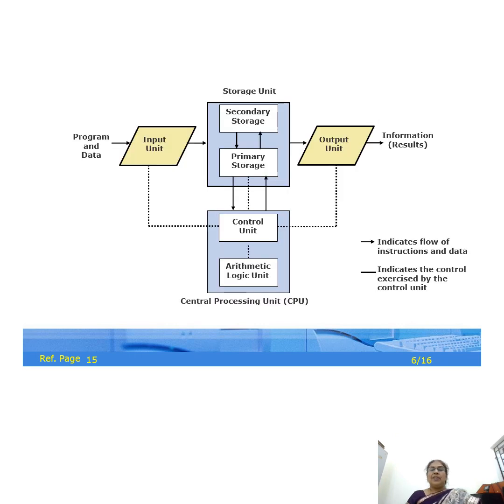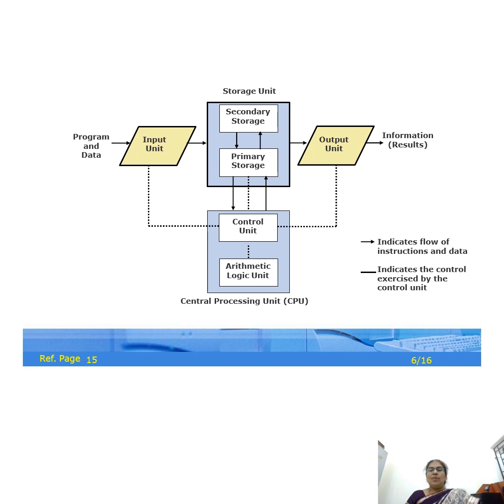So the figure shows the central processing unit. How we are inputting the data, what the CPU is performing, and how we are going to get the results is explained in this figure. First, program and data: we are inputting the data. Then the storage unit, called secondary storage, and primary storage, then the control unit and the arithmetic logic unit. The storage and control units will do their task when we input the data.